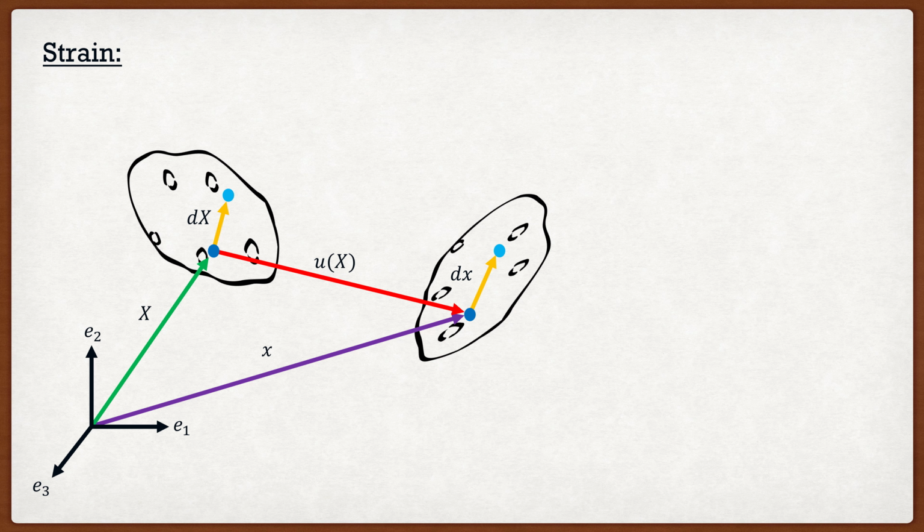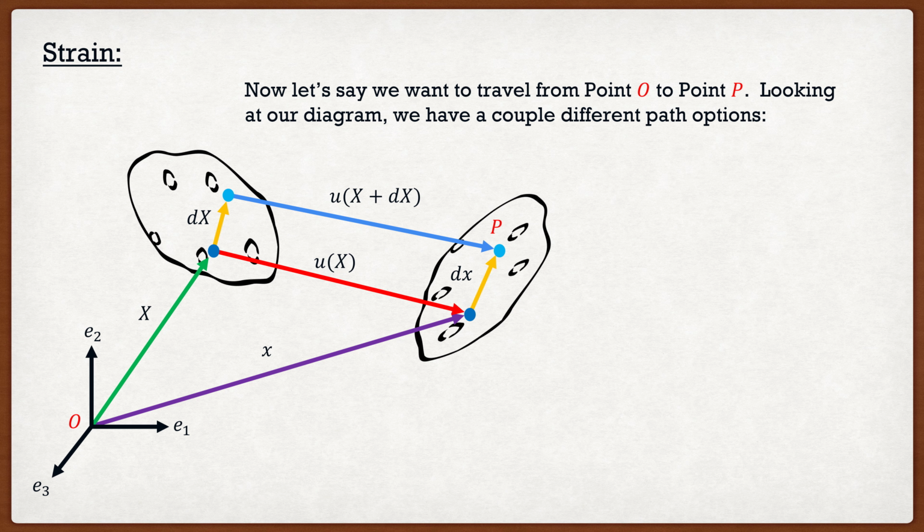So the displacement function at this second point is going to be u of x plus dx. And from here, this is where all the proofs start to take place. Let's say that we have 2 points. The first one is O, located at the origin, and the second one is P, located at the second point in the deformed configuration. Let's say we wanted to travel between the 2 points. As we can see from our mini vectors, we have a bunch of different options. The first path that we could take to go from O to P consists of going up x, then plus dx, and then plus u of x plus dx.